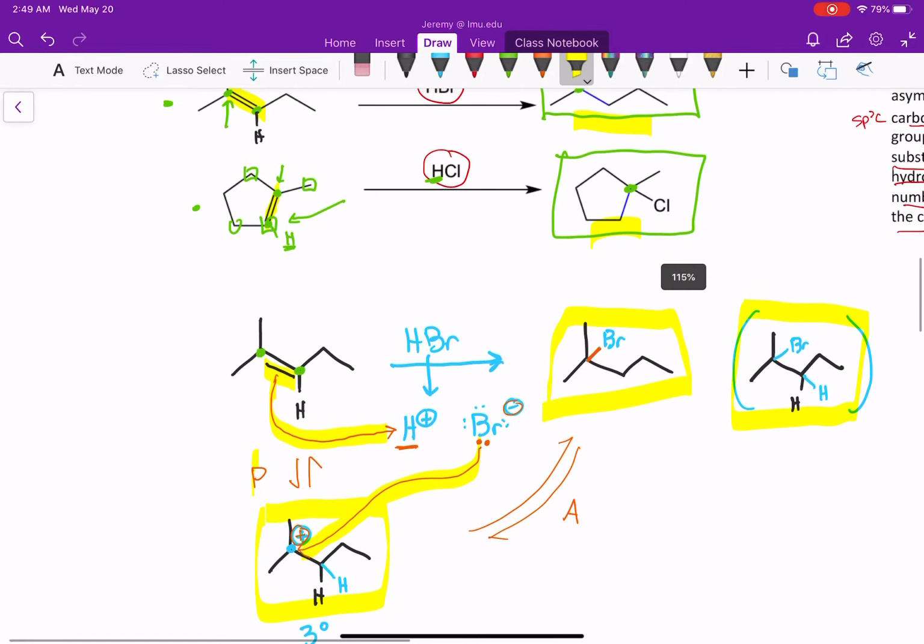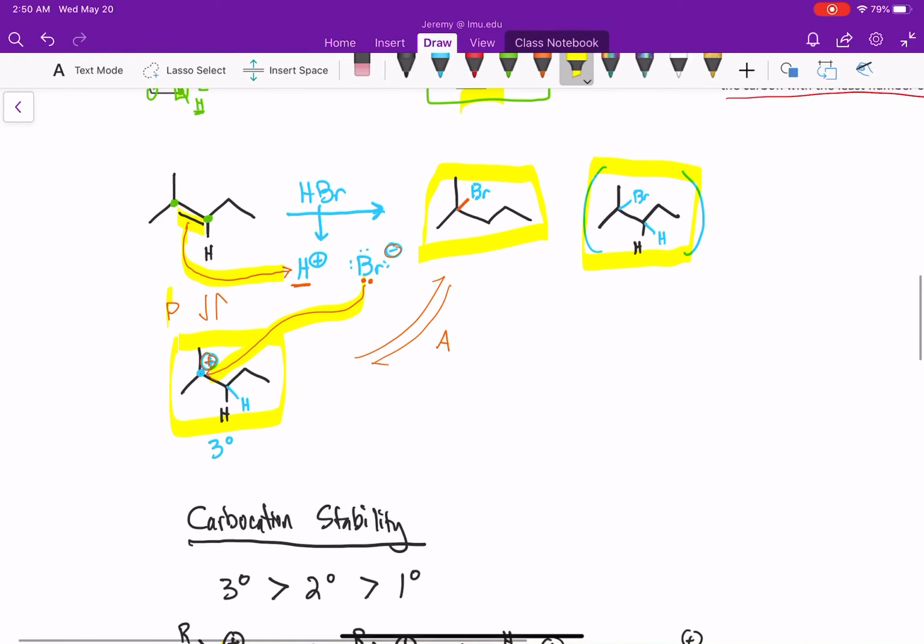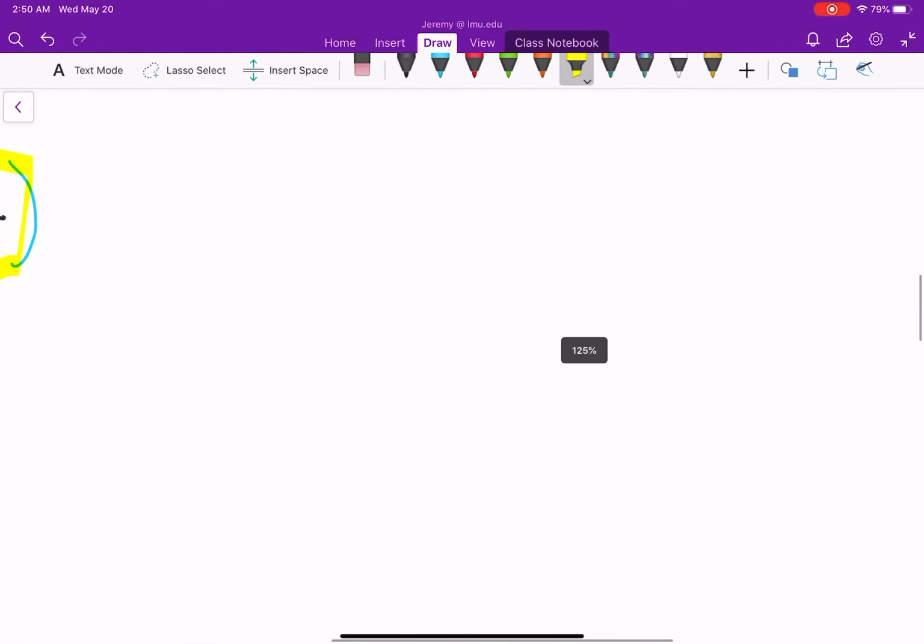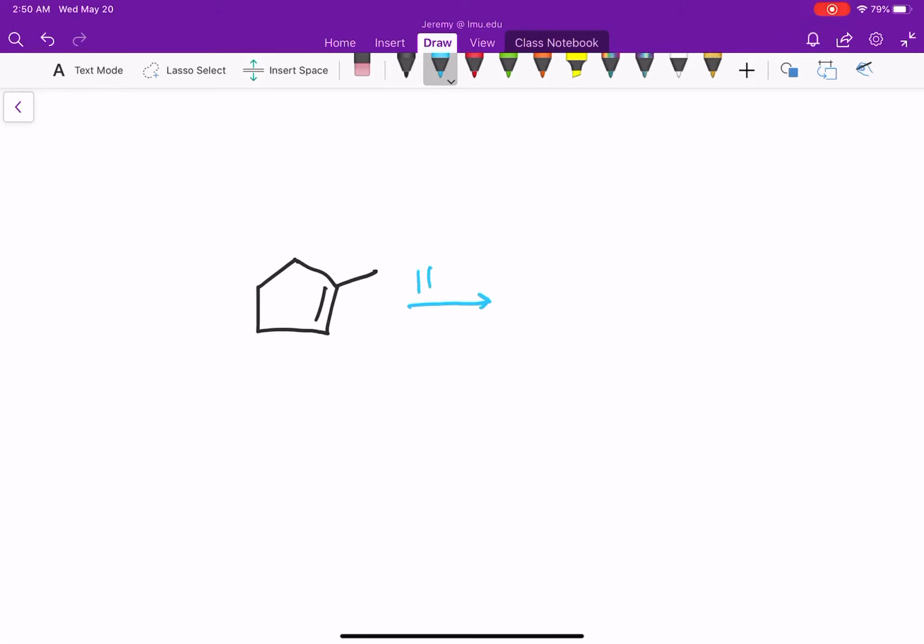Let's just do it one more time. Let's look at the example on top. Okay, so I'll come over here. So if we draw this molecule here, we have an alkene. We're going to treat this with HCl. Okay, so we already know what the product's going to be, right? We're going to follow Markovnikov's rule. So we're going to add the chlorine to the side of the double bond where there's less hydrogens.